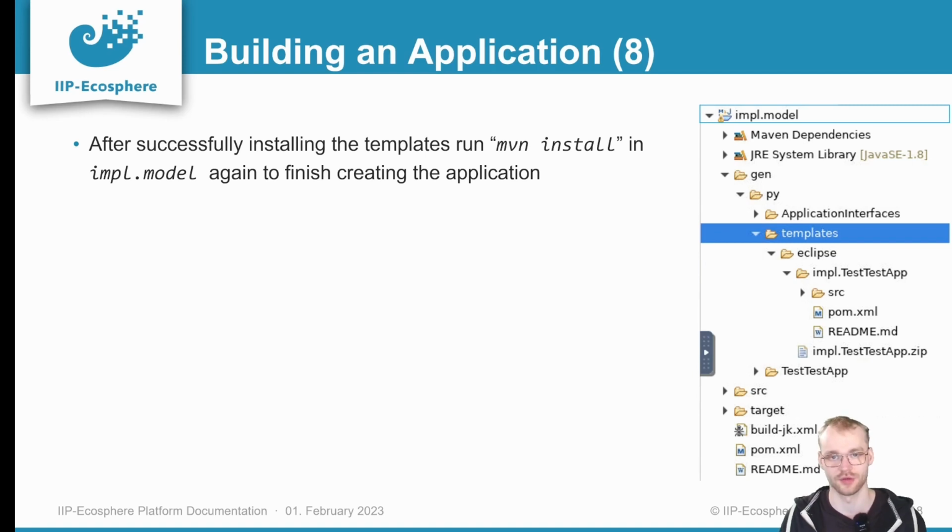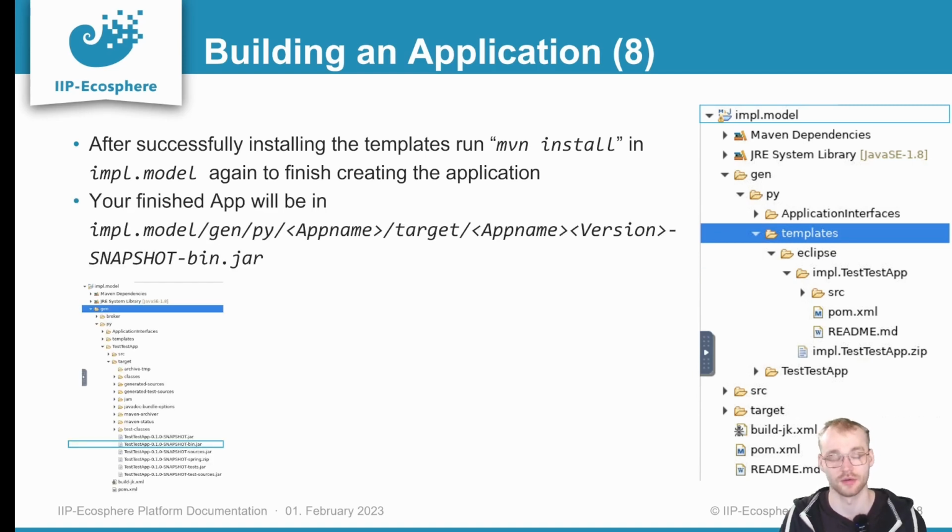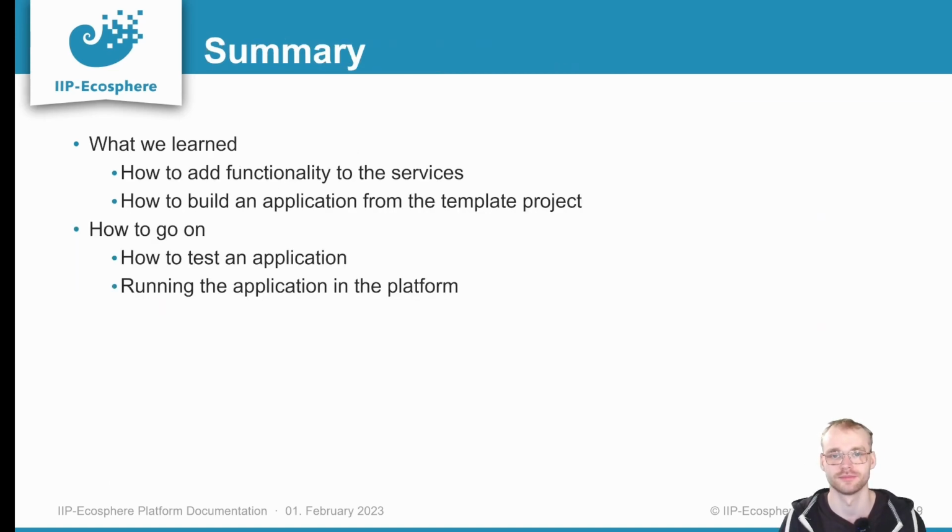This will finish the application creation and also create something like tests, which we will go over in the next video. Your finished app will be in impl/model/genpy/app name, which you've defined, target, app name, version, snapshot, bin jar. That is the file you want to care about.